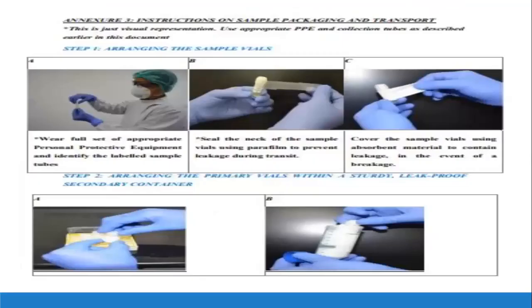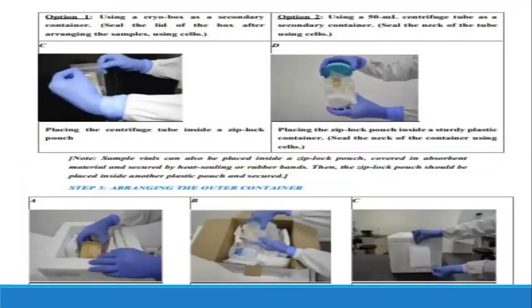So these slides depict the same thing. First, the lid of the screw capped container is closed. Then it is covered with absorbent material. Then kept into the 50 ml centrifuge container, the secondary container. This secondary container is kept into a thermocol box with dry ice. Then this thermocol box is kept into the cardboard box and sealed, and the details of the patients are labeled outside the box.